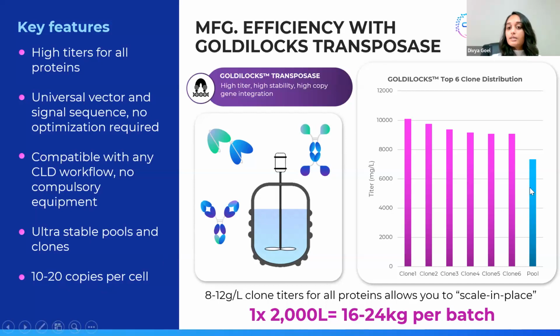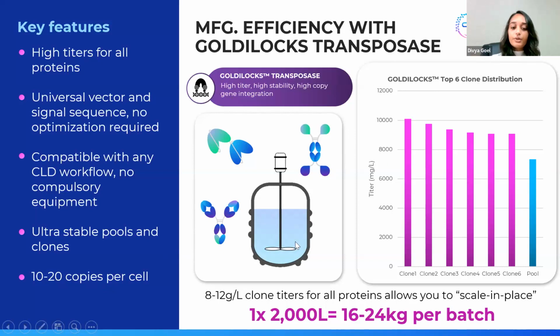So this is a data set that we've generated for a stable pool, which was expressing at just about 7.5 grams per liter. We subcloned that by limiting dilution and obtained single clones. And we're seeing a nice distribution from the top 6 clones in the range of 9 to 10 grams per liter. So the other advantage of our system is that from pools, we can derive clones that are even higher expressing.